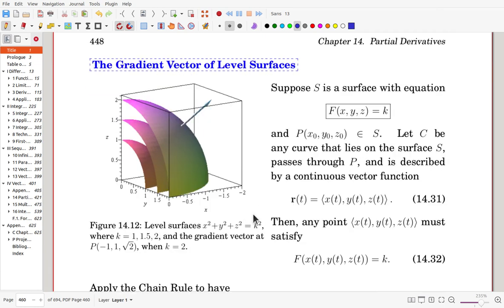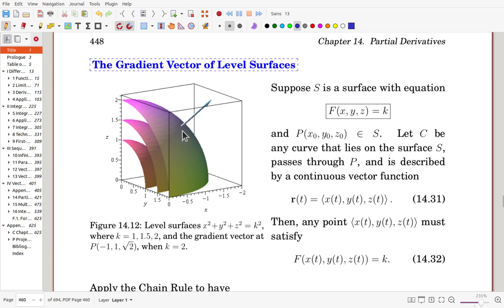Now we'll consider the gradient vector of level surfaces. Let's begin with a level surface given in this way: capital F of x, y, z equals k. As k varies, different level surfaces will be made. For example, this figure is x squared plus y squared plus z squared with different k values. It's a sphere with different radius.